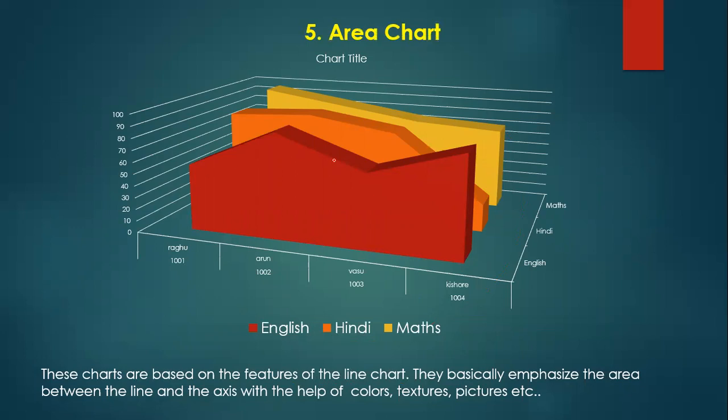In this area chart, you see these charts are based on the features of the line chart. It basically emphasizes the area between the line and axis with the help of colors, textures, and pictures, right? So you can observe this area chart, right? It looks like a difference between the x-axis and the y-axis, right? And it also looks like a line chart, right?